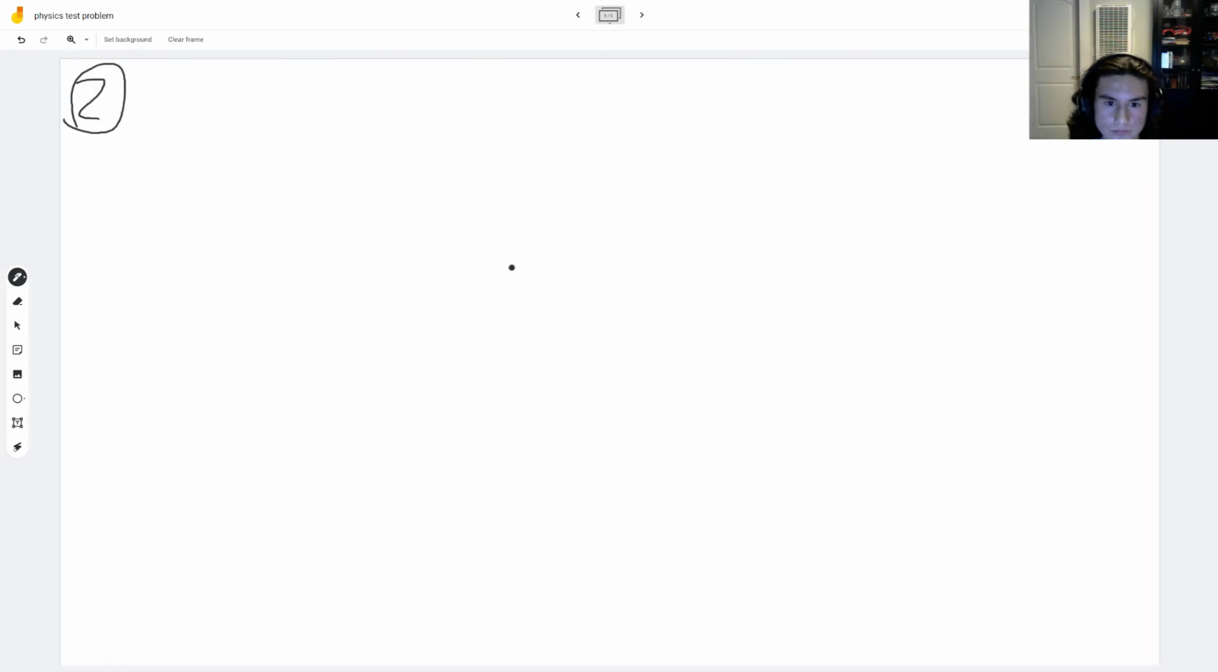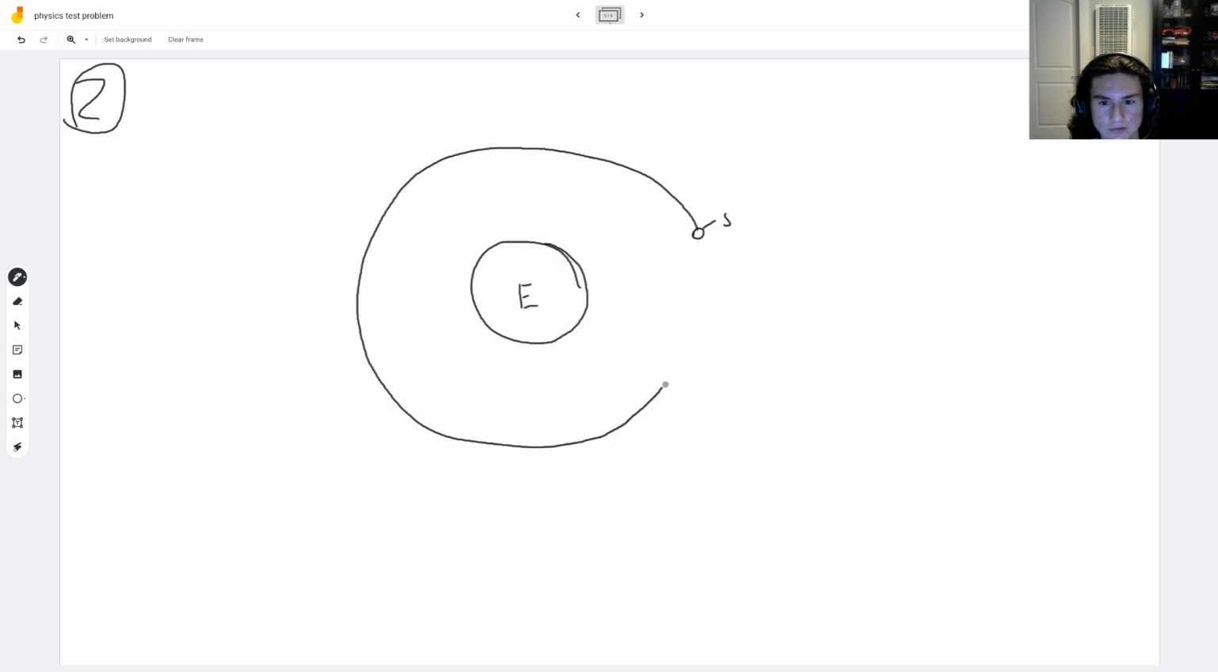So the second problem starts with the Earth, which I'll label with E, and then there is, I'm going to try and get the spacing right, a satellite, which I'll draw an arrow to and say S for satellite, and it is orbiting the Earth in a circle. I know my circle drawing isn't very good, but it doesn't really matter. We're given that the radius from here to here is 2 times the radius of the Earth.